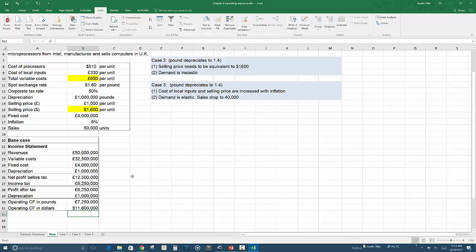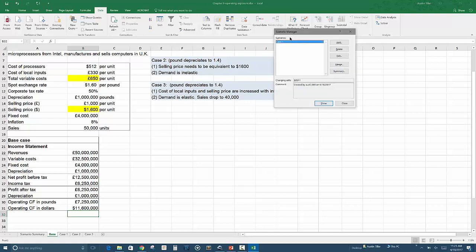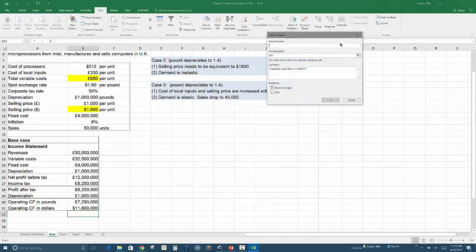All right, so again we go back to the base case. So on the data, taking what-if analysis, then choose scenario manager. Then we're going to add case 2. For case 2, we're going to not only change the exchange rate, but also change the selling price, and that's it. So in addition, we click the exchange rate B11. Then I'll put a comma there, and I'll click also the selling price of pound.